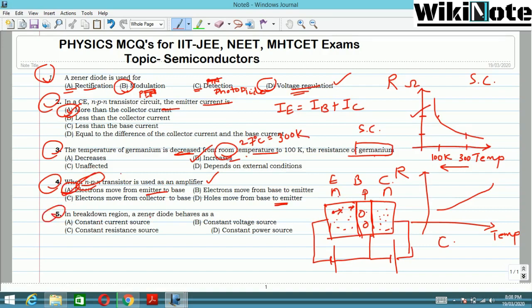Question number 5. In breakdown region, a Zener diode acts as a constant voltage source. So that should be your answer. So this is the application of Zener diode.